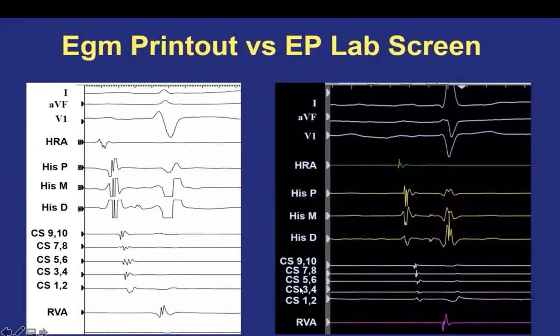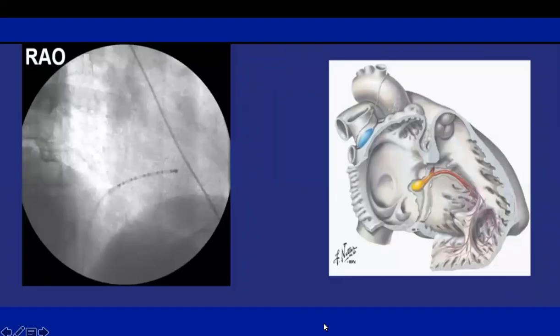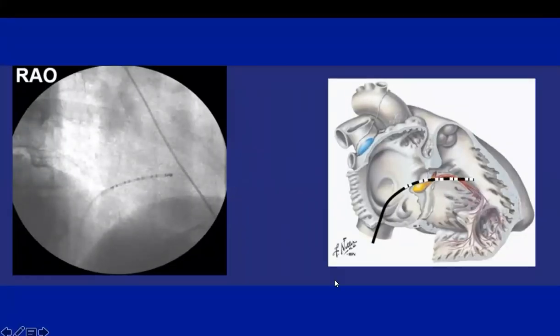There is a different kind of labeling. The HRA might be RA or HRA. His might be H or His 1, 2, 3, 4, 5, 6. CS proximal and distal, or numbers. RV proximal and distal, or RVA. So it depends on that, and on the catheter's locations.